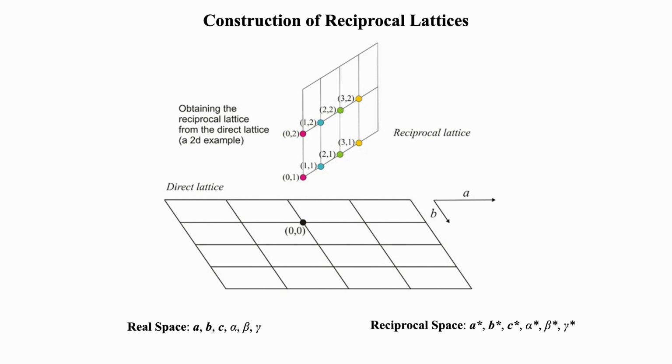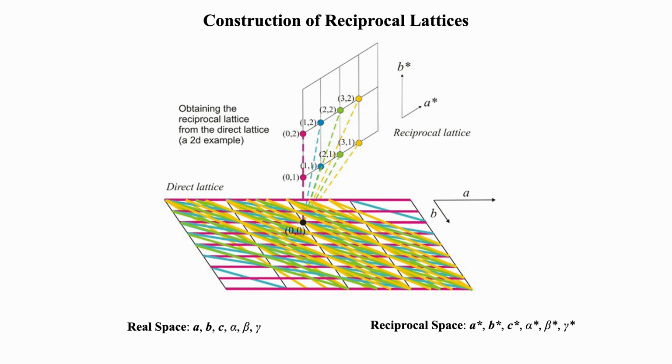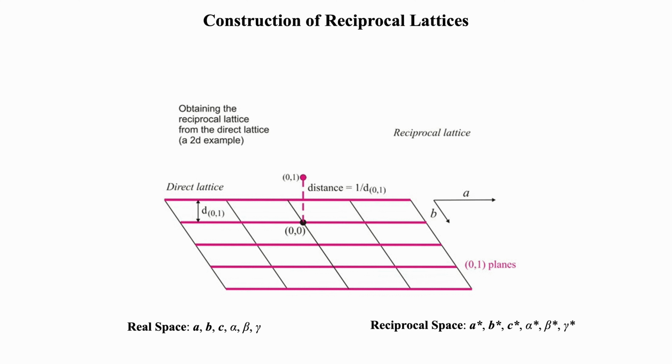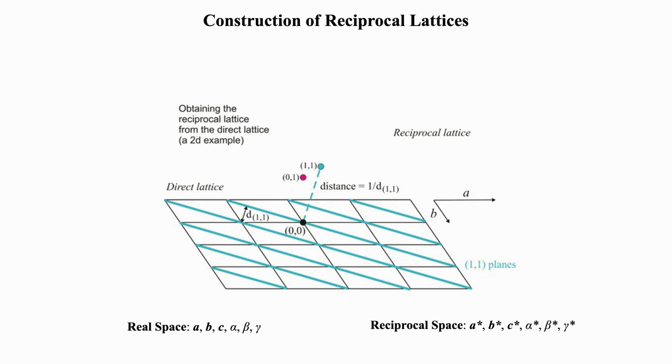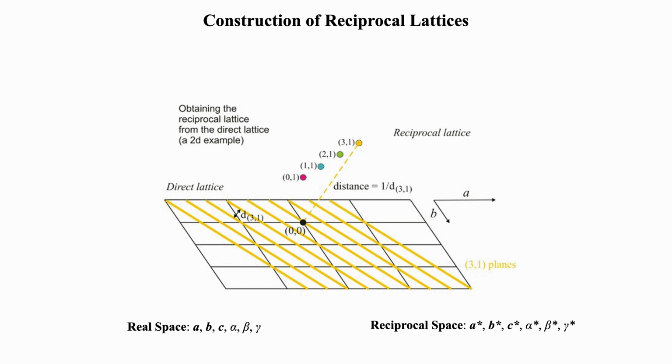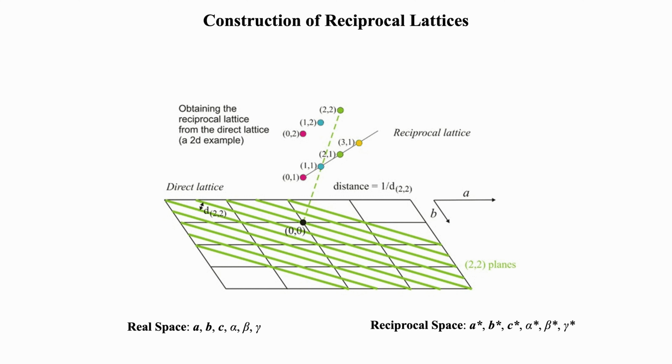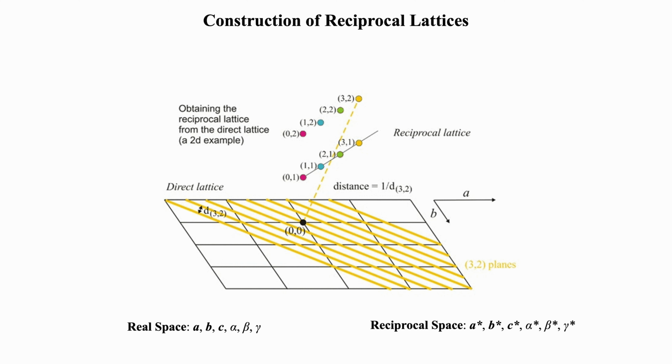To create the reciprocal lattice, we generate a new set of lattice vectors, denoted with an asterisk. These vectors are perpendicular to the corresponding planes in the real lattice and are inversely proportional to the real lattice distances. In essence, each point in reciprocal space corresponds to a plane in real space, and the spacing between these points relates to the interplanar spacing of these planes in the crystal.